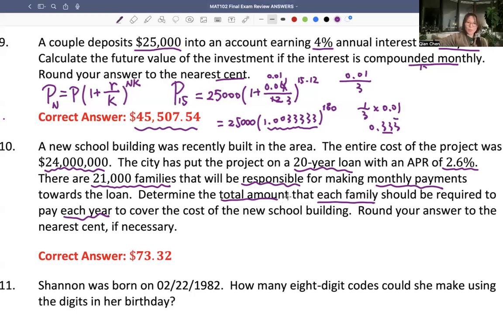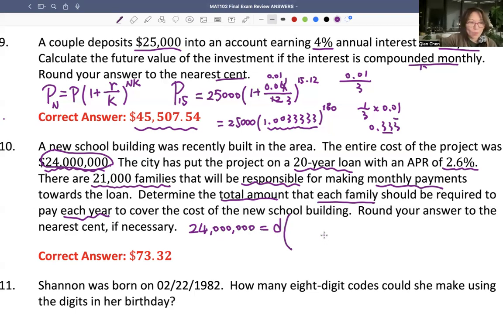This seems a little bit complicated, but let's just break it into parts. First we think, okay, we need to save this much money. So this is a savings plan. We need to save $24 million by putting in some deposit. Then remember the formula.